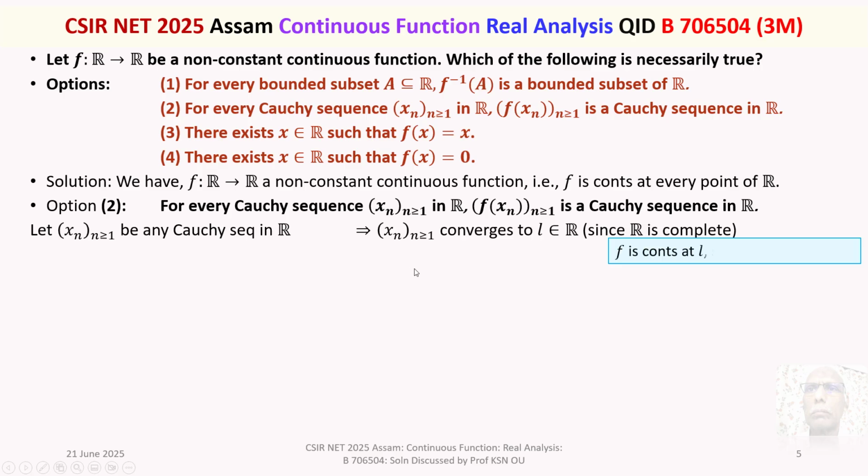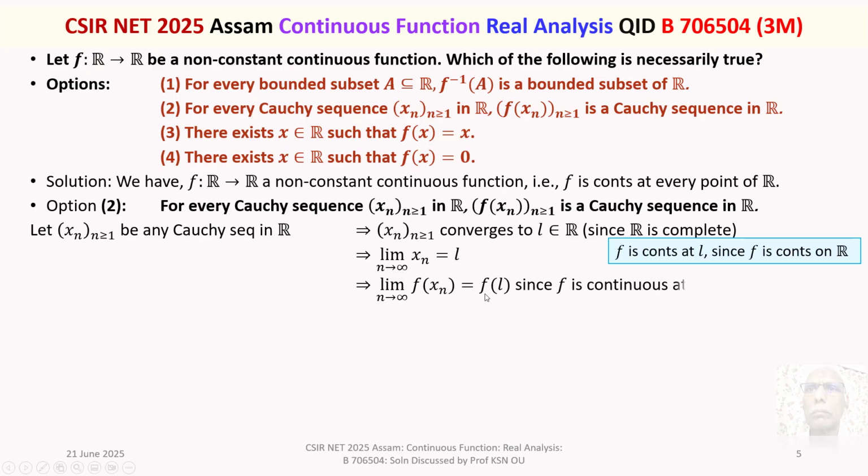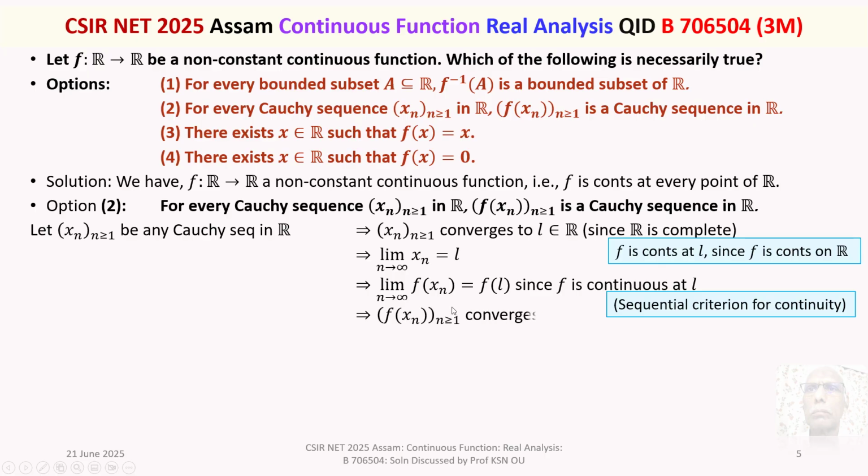So now it converges to a point L belongs to R, and f is continuous at L because f is continuous on the whole of R. That means xn converges to L, means limit n tends to infinity of xn is equal to L. This implies limit n tends to infinity of f of xn is also f of L, since f is continuous at L. So we are using the sequential criteria for continuity. f is continuous at L if and only if for every convergent sequence converging to L, the image sequence also converges to f of L. So f of xn converges to f of L.